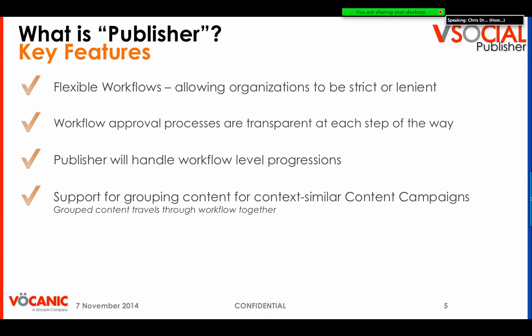One of the features that was requested from the VSocial team is to be able to create content for multiple social channels in one go. So very often when a content author is creating content for a client, they may want to create similar content to be published to both the brand's Facebook and Twitter accounts, for example. So now Publisher allows for this grouping of the content. And the content that's associated with that group will all be sent through the workflow for approval together.